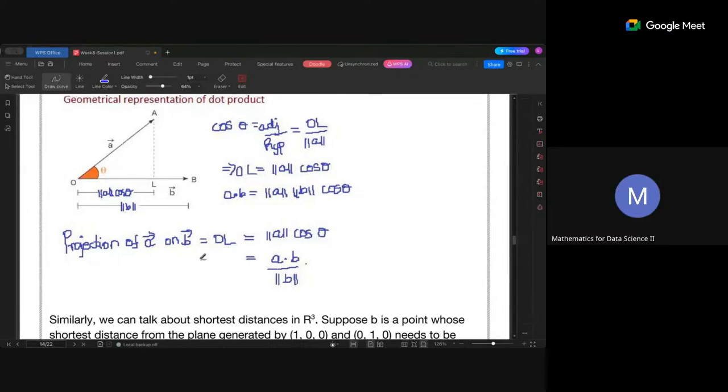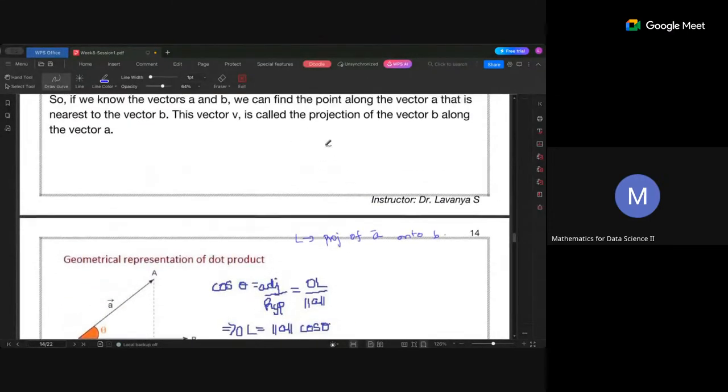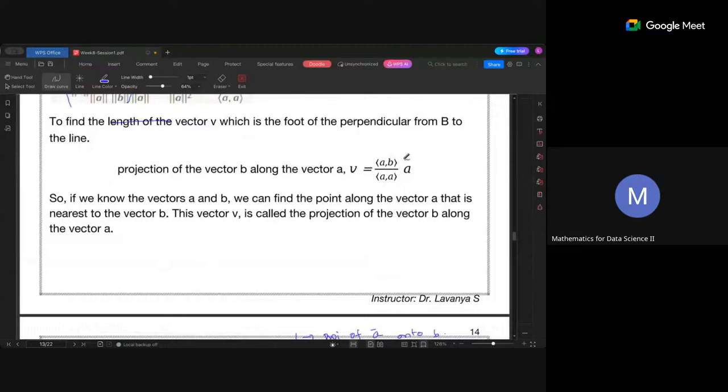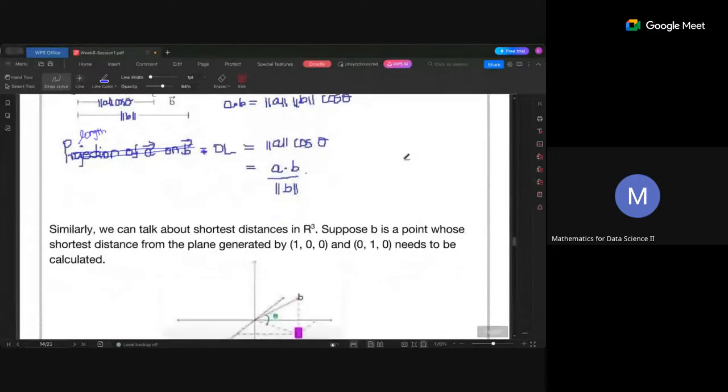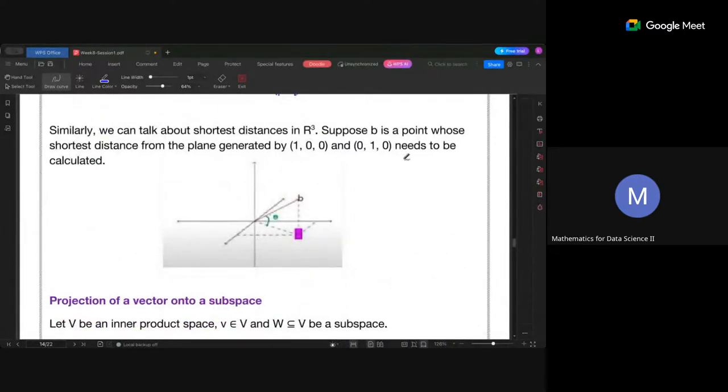So this is actually not exactly the length of the projection. This is the distance OL, so better we don't consider the length here. This is just OL, not the projection. This is the norm of the vector, and then you have to multiply it with, in this case, A. It is the same, you can think of it in the case of R3 also.